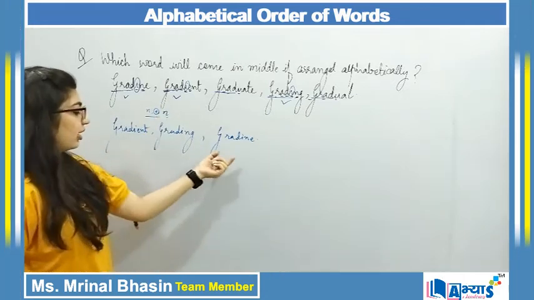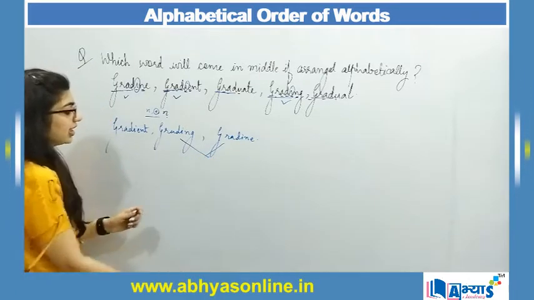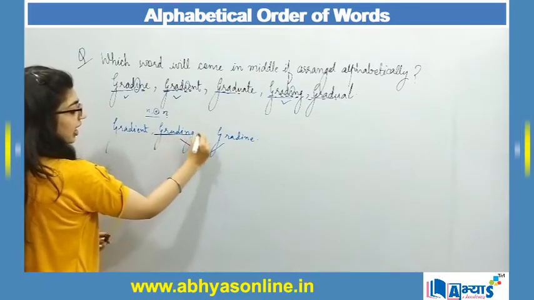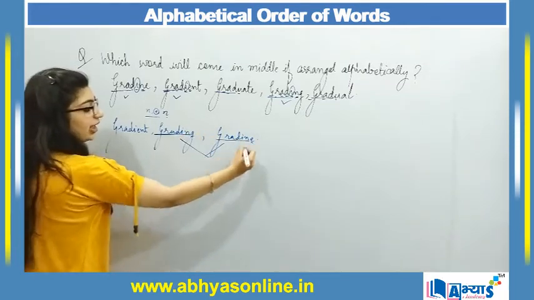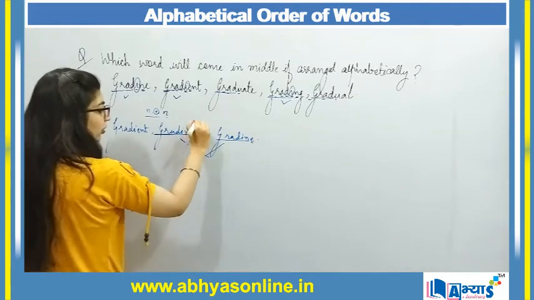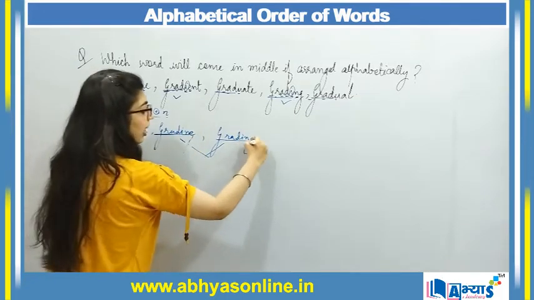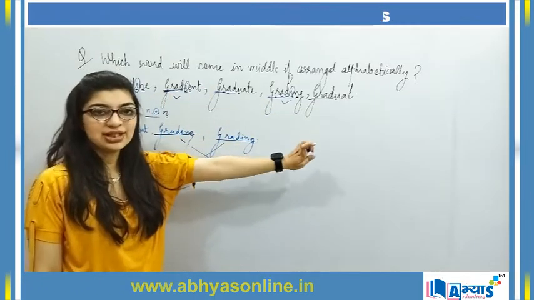After grading and gradine, when I compare over here, I will see that gradin. Out of G and E, E is smaller. So I will say that gradine will come first, followed by grading, right? So 1, 2 and 3 words I have covered.